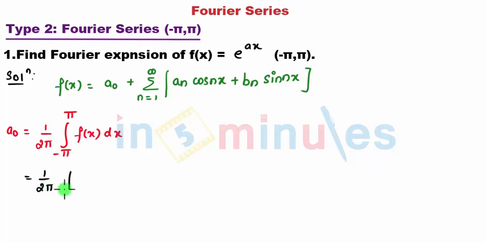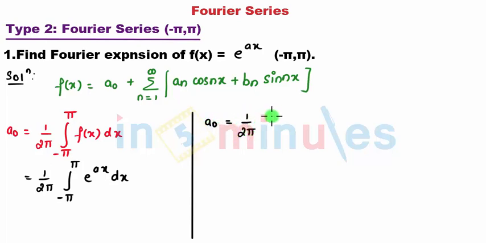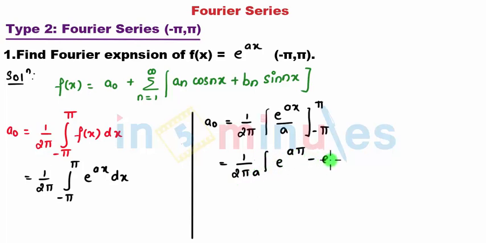So 1 upon 2 pi, minus pi to pi, f of x is e raised to ax dx, which comes to be a0 as 1 upon 2 pi, e raised to ax divided by a, where upper limit is pi and lower limit is minus pi, which comes to be 1 upon 2 pi a, upper limit as e raised to a pi minus e raised to minus a pi.